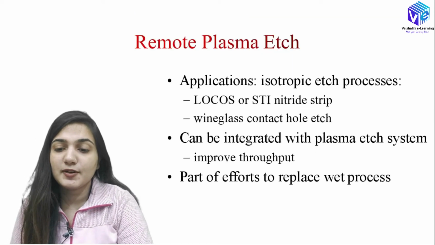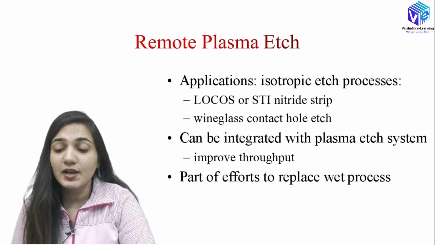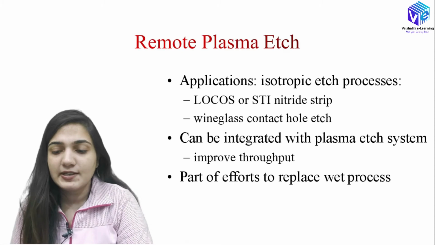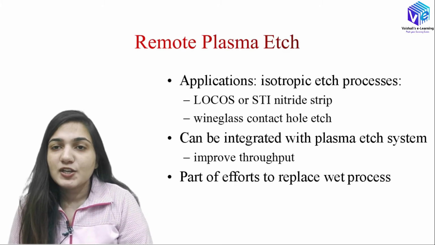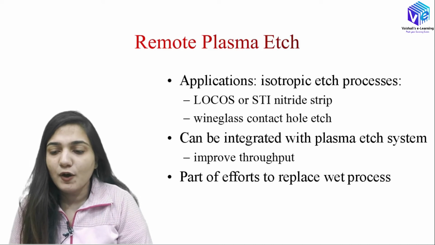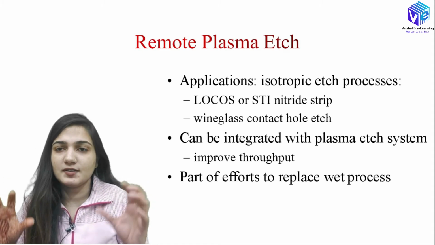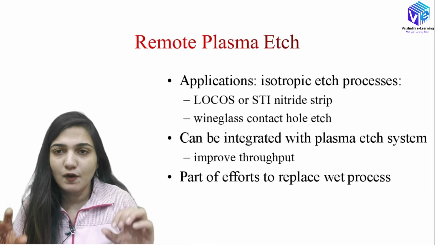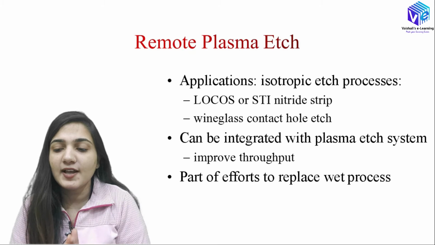Now coming to the remote plasma etching, it is used in applications like the isotropic etch process, where it is used in the local oxidation of silicon, LOCOS, or for the shallow trench isolation nitride strip. Okay, shallow trench isolation is used for the isolation of two transistors. These two transistors present on the chip or the wafer should not be shorted out. For that we are using the STI process.